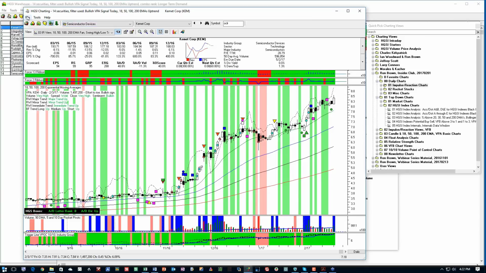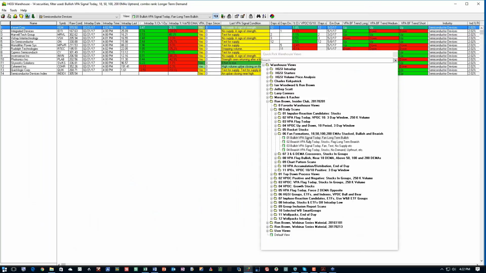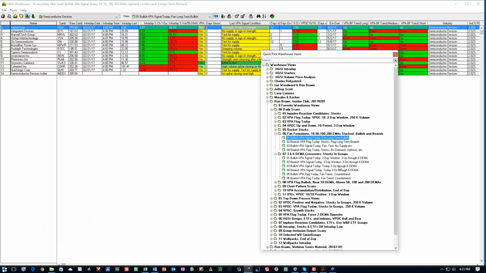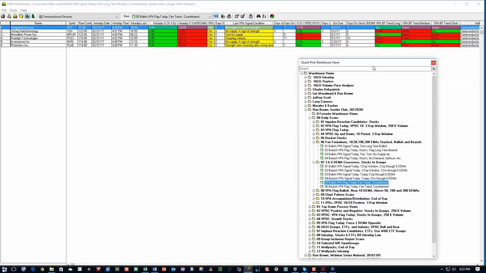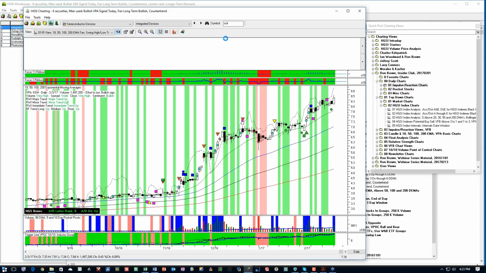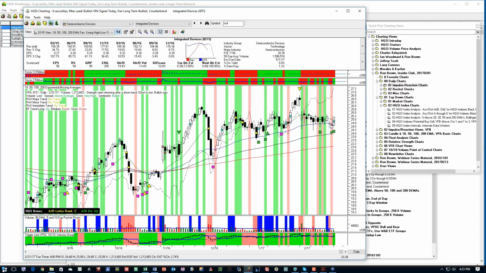Okay, so let's move back to this. That is a VPA signal, long-term bullish. Now, let's go down here to the next folder. These were just added. I'm going to go down to one that I talked about yesterday. It's a bullish VPA flag today with a counter trend. Now, what is a counter trend? First of all, the flag that I just showed you with the stacked moving averages has to be in place. So let's just take a look at one of these. Notice that all of these were up today. So here is the flag, it's in place.